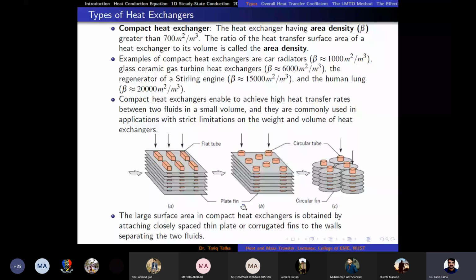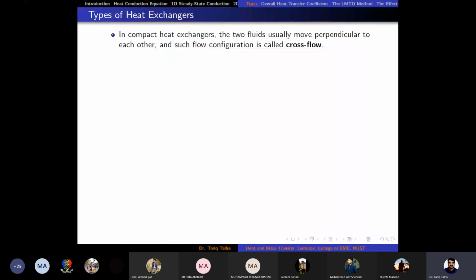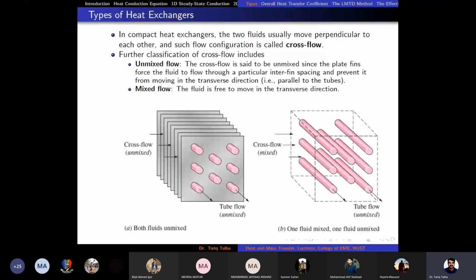So now you are seeing that in the heat exchanger design, we have got internal forced convection, external forced convection, the use of radial heat transfer, and then on top of that, we have got the use of fins here. Okay, ji. So in compact heat exchangers, the two fluids usually move perpendicular to each other, and such flow configuration is called cross flow. So now I am going to show you the figures.